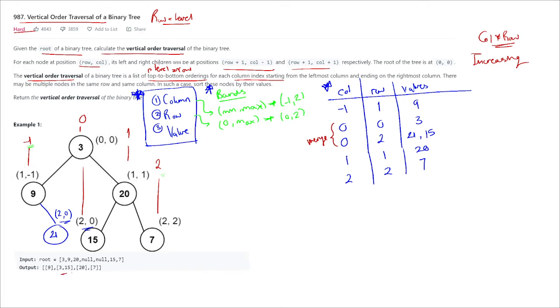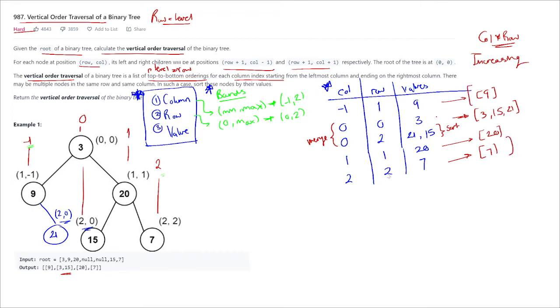So here we have 3 and 15 because they're both in column 0. And we know if they have the same column and same row, we want to sort them. So if we go through -1, 1, 9, that simply becomes 9. Then we go to column 0, row 0. First value must be 3. Column 0, row 2, we want to sort these values and add them in. So it's 15 and 21. Then this is simply 20 and 7. And here we have our output, which is a list of these lists.